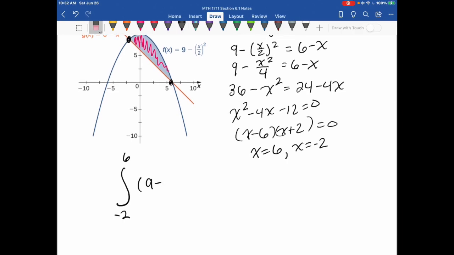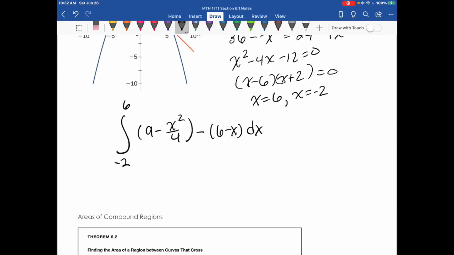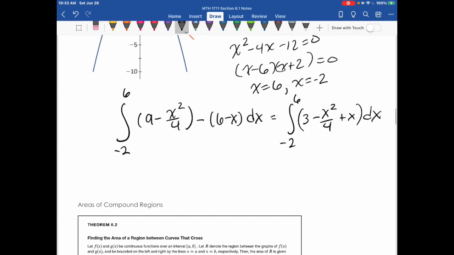Now, when I set up my integral, remember you always want to put the function that's on top first. So I'm going to write this as 9 minus x squared over 4 minus (6 minus x) dx. When we simplify that and combine like terms, we're going to get the integral of 3 minus x squared over 4 plus x dx.